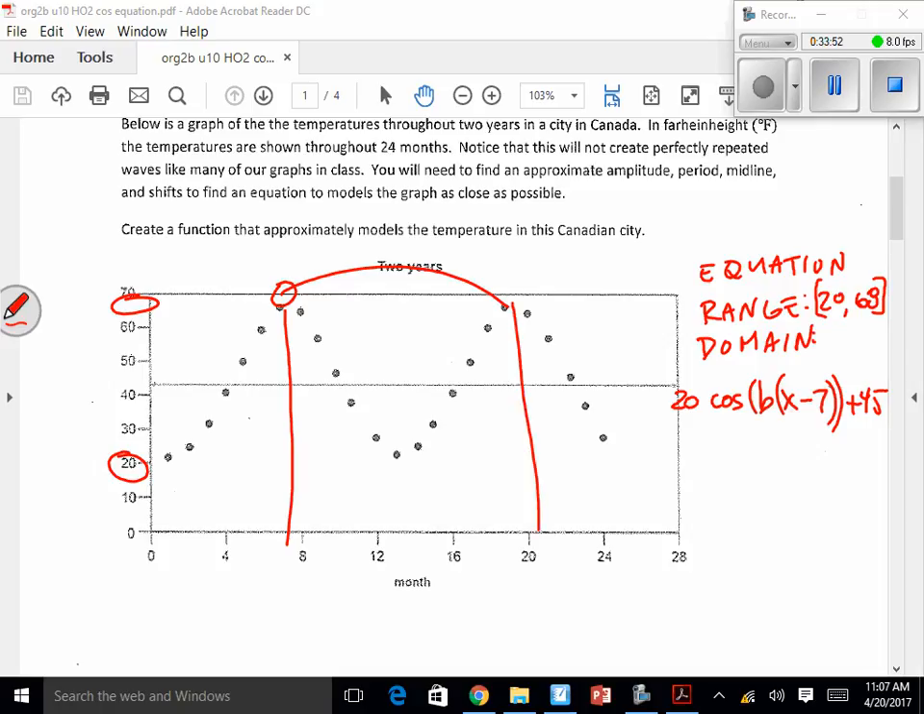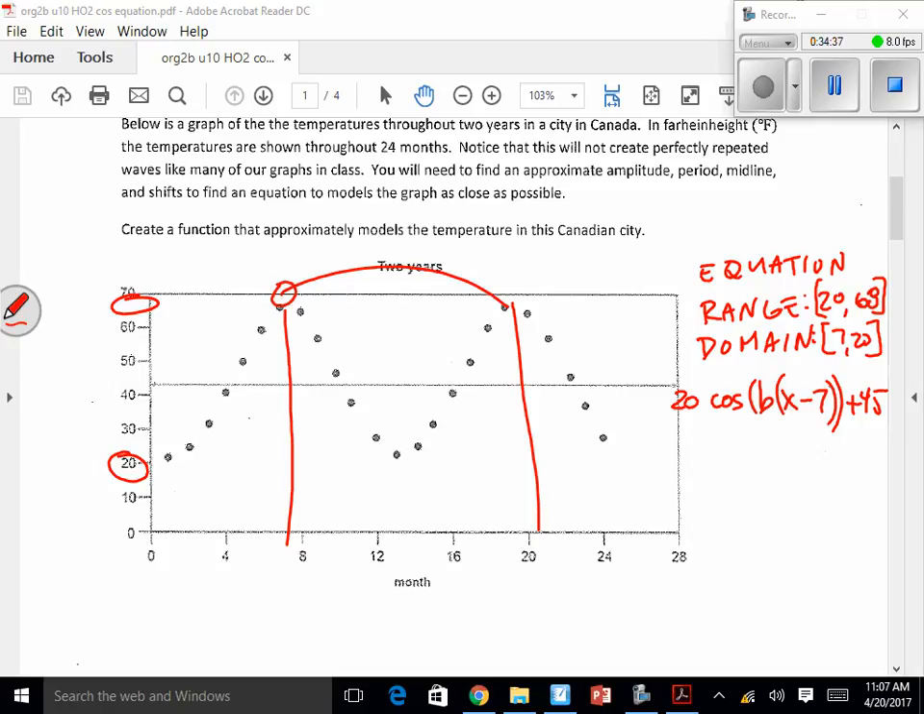Take a look. Highlighters, get ready. All right, let's start reading this paragraph. From 7 to 20 is where top to top. Now let me read the paragraph to start highlighting because this is the last part that you'll need. They'll ask you, what does this 20 to 68 represent? And what does this 7 to 20 represent? But I'll need to see highlighting in your paragraph. Below the graph, the temperatures throughout 2 years in a city in Canada. In Fahrenheit, the temperatures are shown throughout 24 months. Step 1, highlight the months. And then go down below, highlight the months.